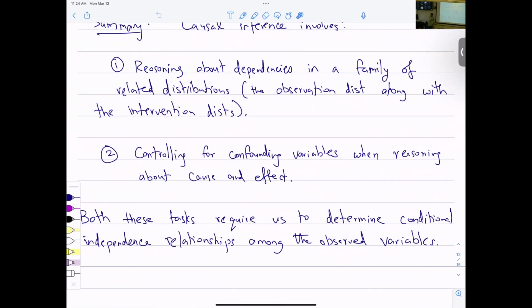So the summary so far is reasoning about dependencies in a family of related distributions. You have to do interventions, which basically use observational data from a new system and reason from there. Sometimes you don't need to go to the interventions. You can fake the interventions by using just observational data. And all these things require us to understand conditional independence among observed variables.